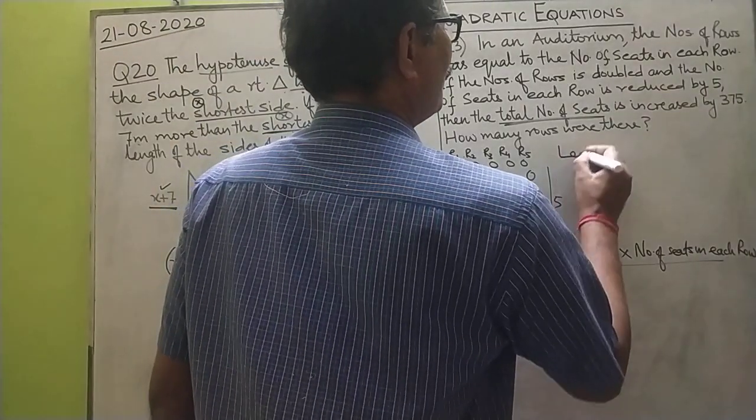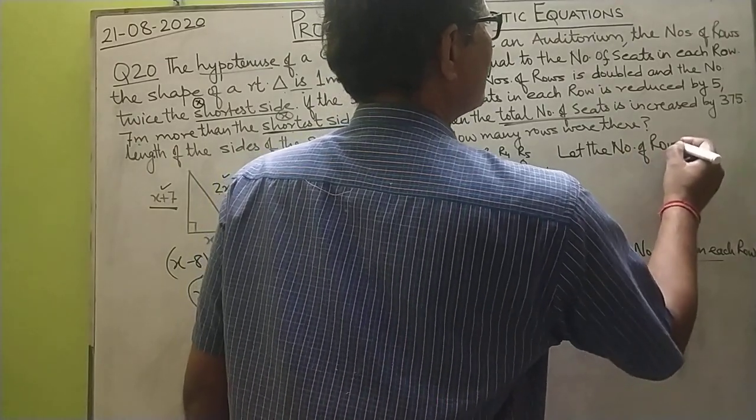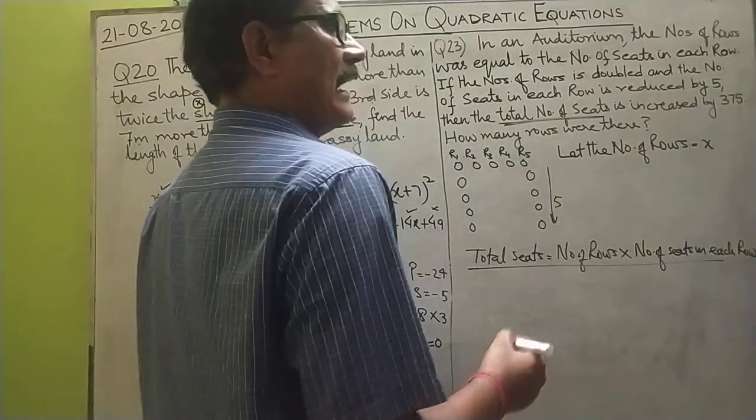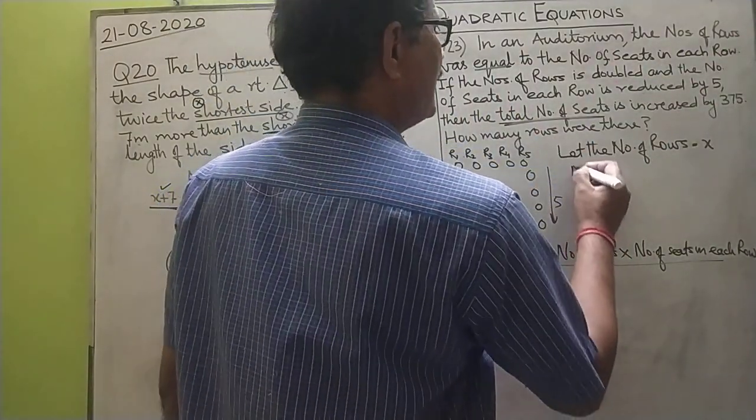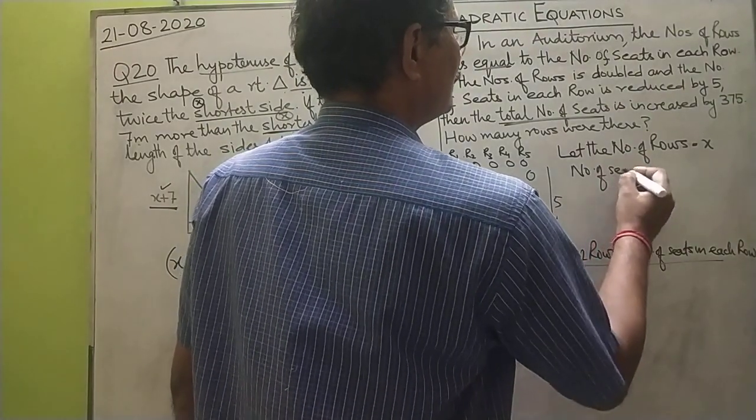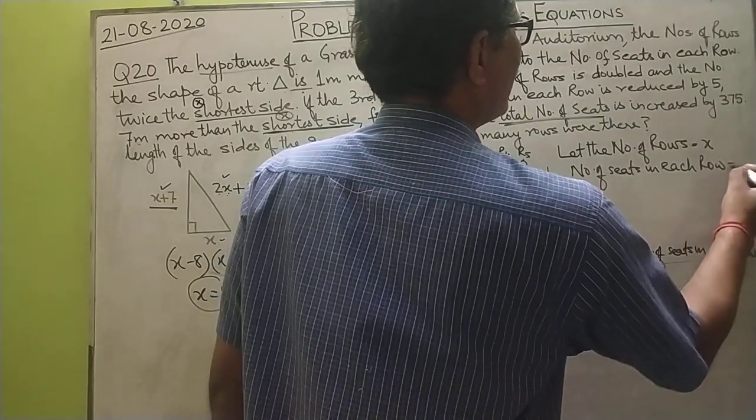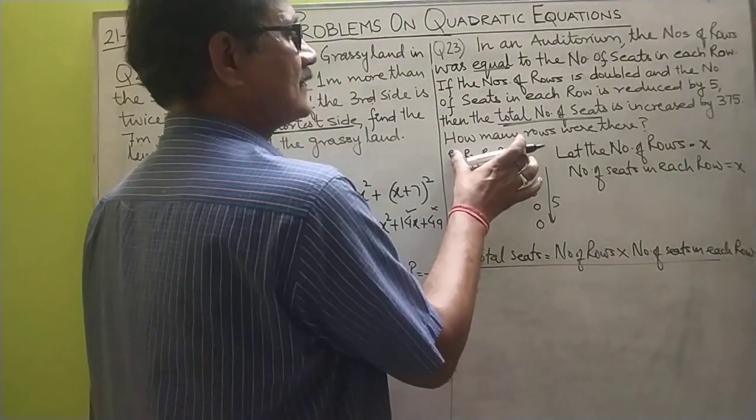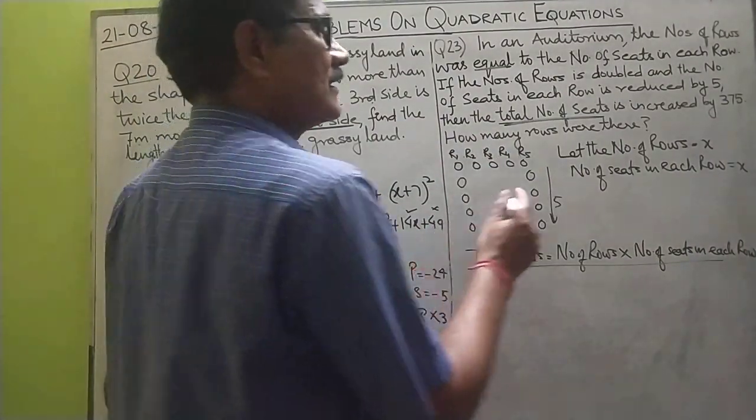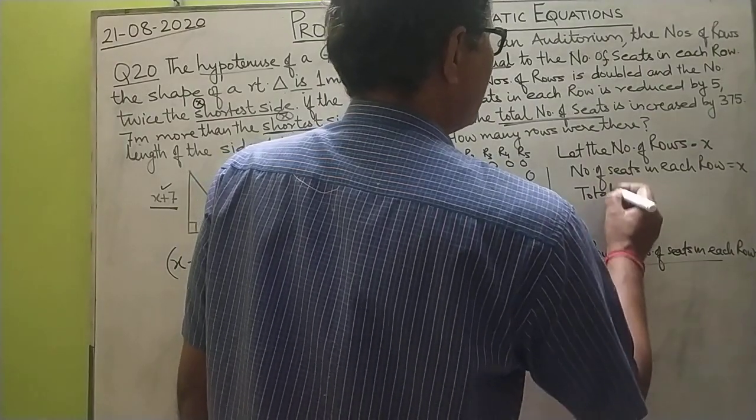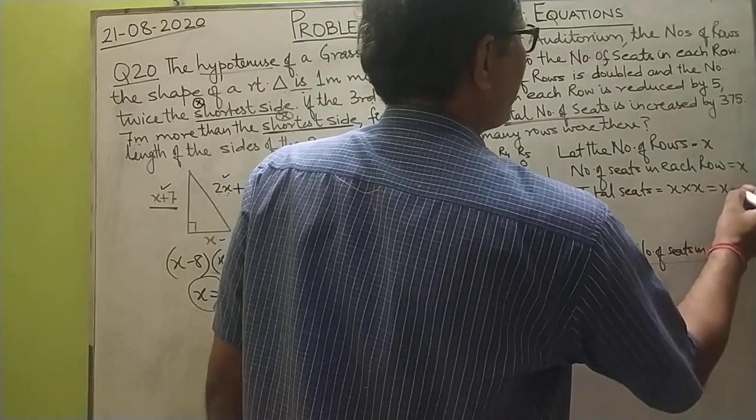We take the number of rows as x. And since number of rows is x, which is equal to the number of seats in each row, the number of seats in each row is also equal to x. Since both of them are x, x into x, that is x square, will give you the total number of seats. So what is the total number of seats? Total seats will become x into x, that is x square.